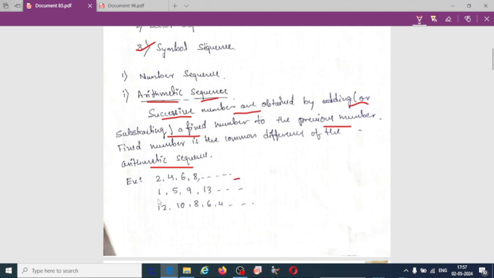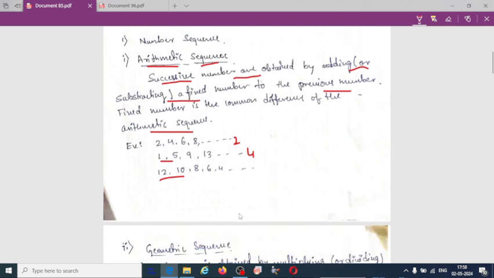Then in this example, take 1, 5, 9, 13. 5 minus 1 is 4, 9 minus 5 is 4, 13 minus 9 is 4. So the difference is the same, 4. Like that, if we add or subtract a fixed number to the previous number, we get an arithmetic sequence. Here you can also go in decreasing order: 12 minus 10 is 2, 10 minus 8 is 2. Like that you can try to solve arithmetic sequences.